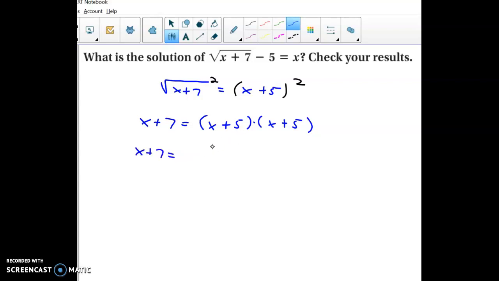At this point, the right-hand side, we got a FOIL. So we're going to have x times x, positive 5 times x, and positive 25. Right, so we do have x squared and 25, but we also have 10x in the middle. If we combine our like terms here, we have a 10x in the middle.